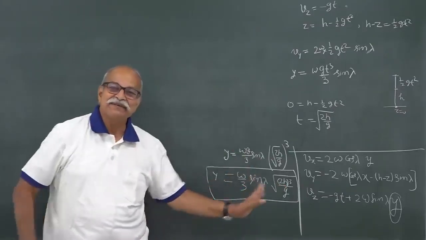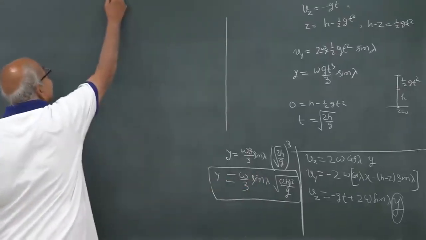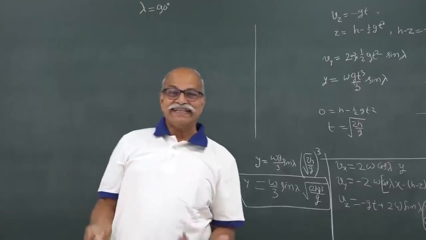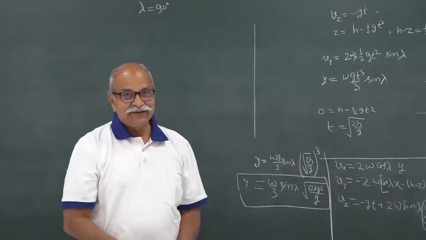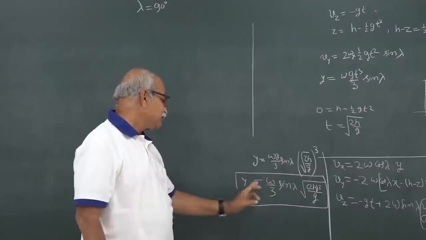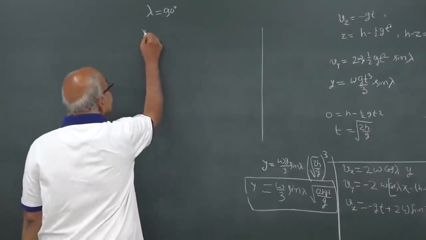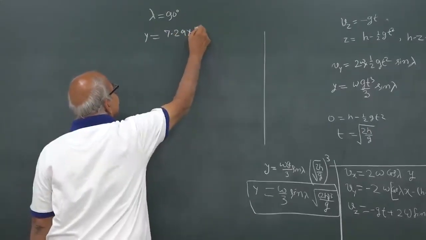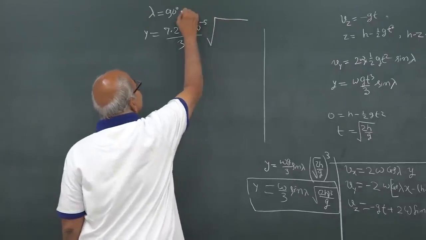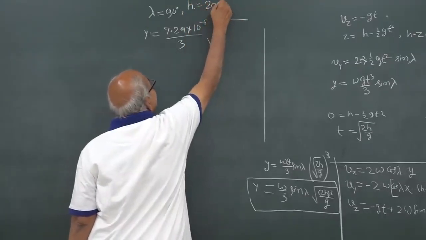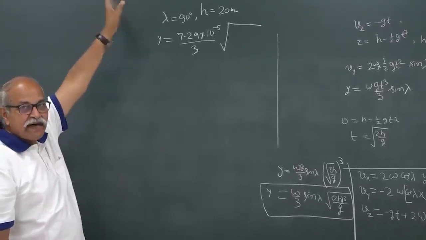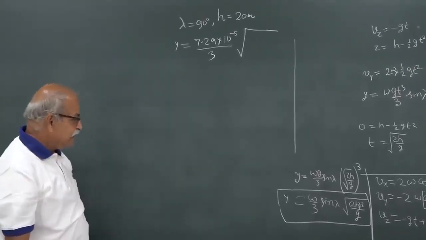So, let us try to put some numbers here. Let us take lambda is equal to 90 degrees. Where are we? We are on the equator. So, if we are doing the experiment on equator, then this sin lambda is 1, otherwise you will multiply by sin lambda. Omega by 3. Omega is 7.29 10 power minus 5, everything in SI units, by 3, and then square root of how much h should I take? Let us take 20 meters. So, we have dropped our ball from 20 meters of height, and we neglect all the air resistance which is there in this 20 meters.